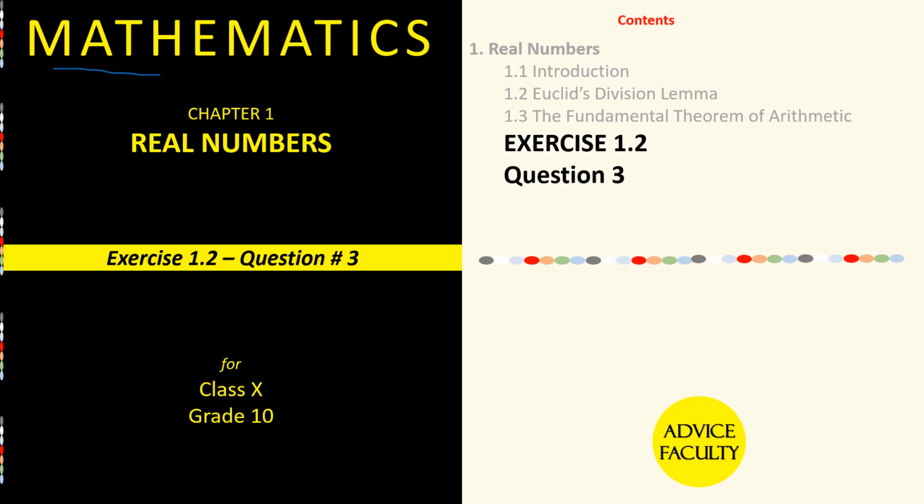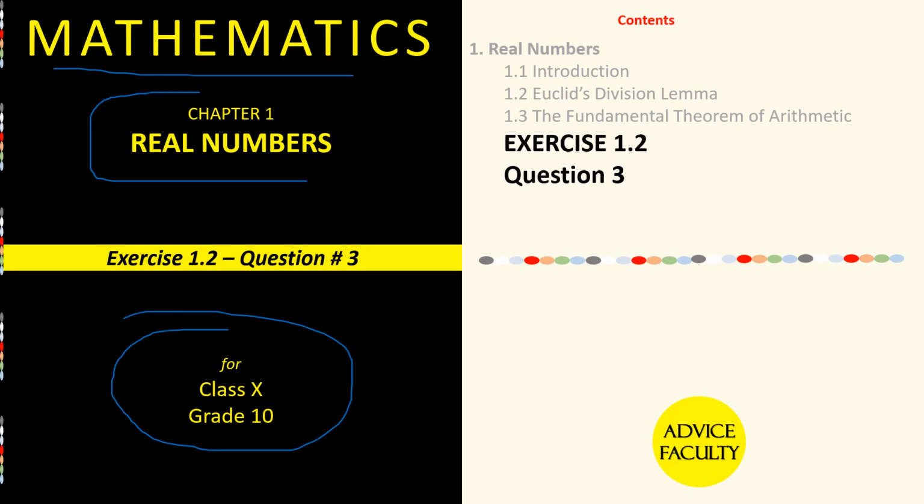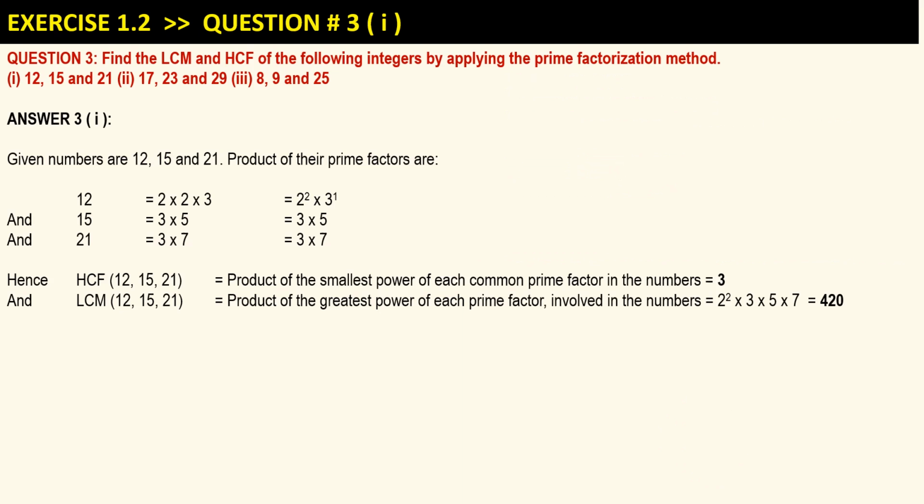Hi, this is a session on mathematics, chapter 1 on real numbers for grade 10, exercise 1.2, question number 3. Question number 3 says, find the LCM and HCF of the following integers by applying the prime factorization method. So let's solve the part number 1 first, which is that the given numbers are 12, 15 and 21.